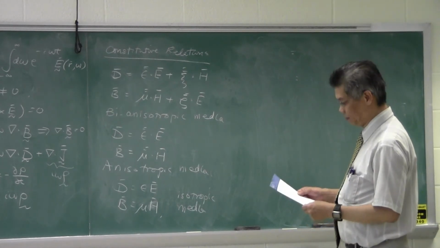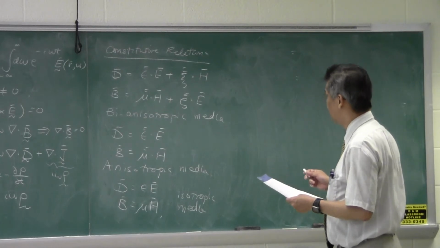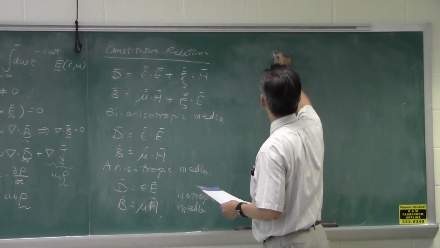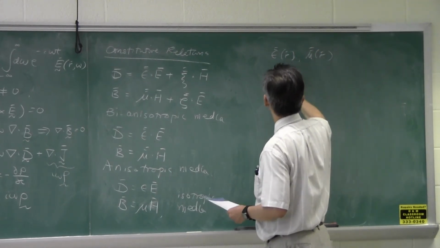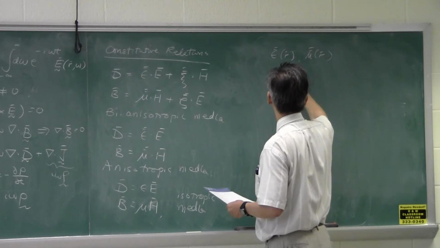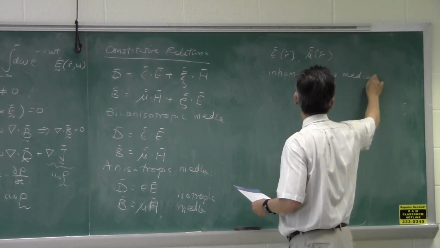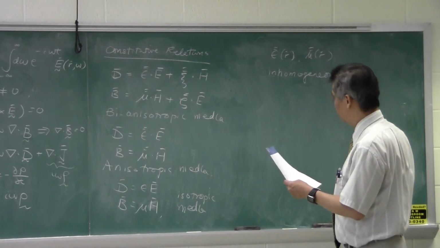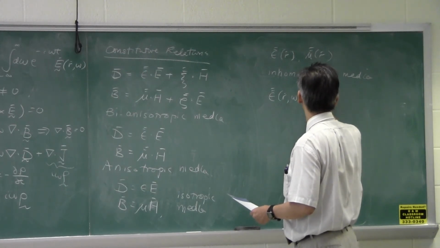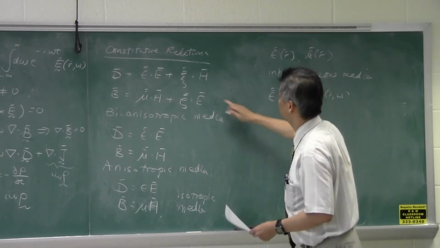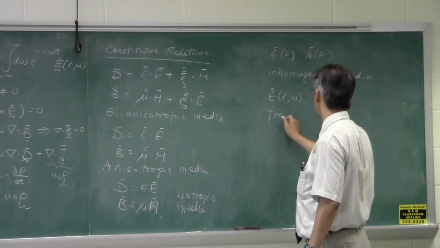Okay. And then you can classify different kinds of media according to what epsilon and mu are. And if these things are functions of position, then you call this an inhomogeneous medium. Okay. And then if this thing is a function of frequency, of course this itself could also be functions of frequency, this is called a frequency dispersive medium.